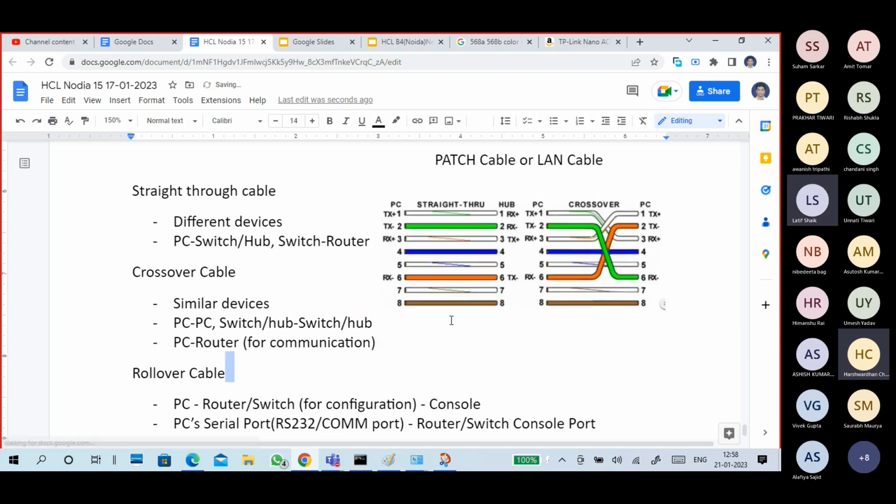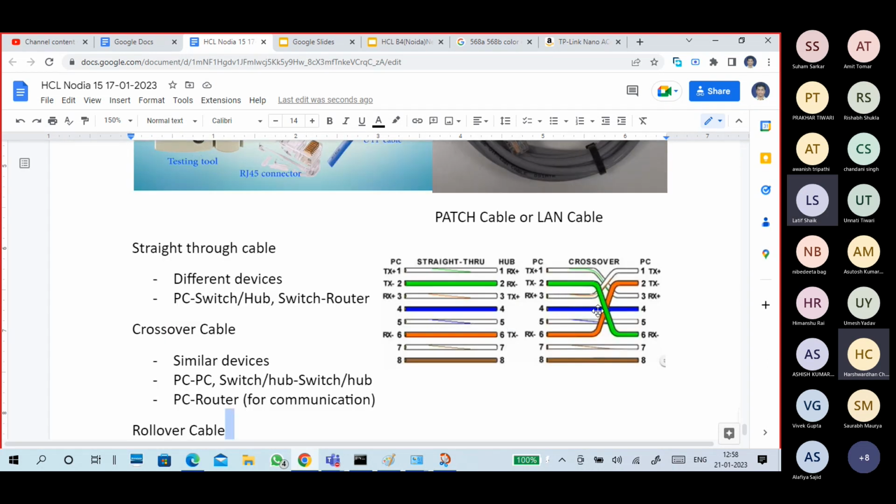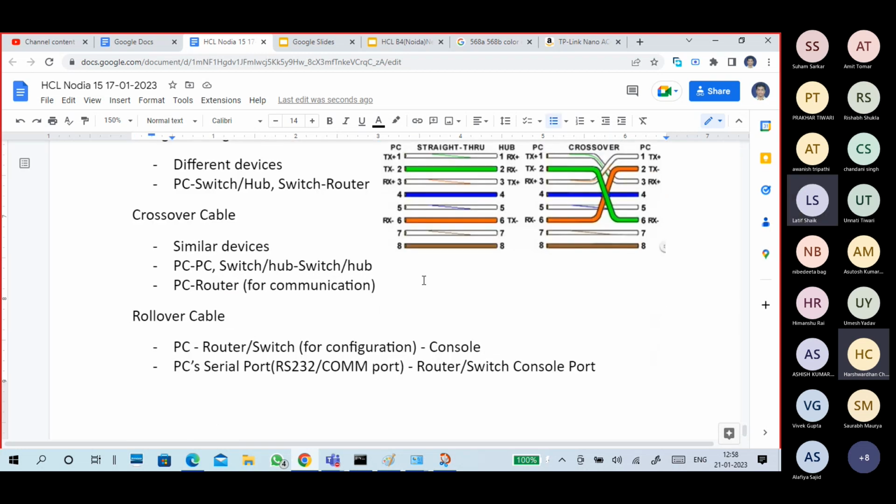Okay, guys, a straight through cable means it follows the same order on both sides of the pins. Both sides follow the same color code. In a crossover, it is reversed. Whatever color is on the first pin on one side will go to the third pin. Okay, in crossover it is 1, 3, 2, 6. They follow this kind of stuff.